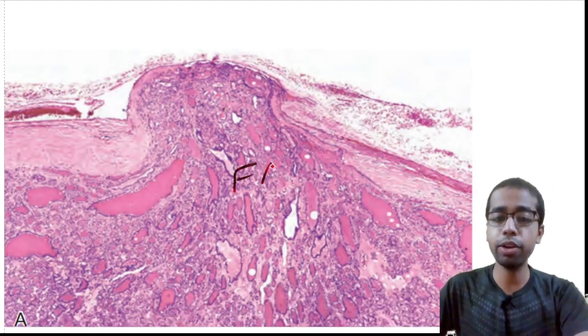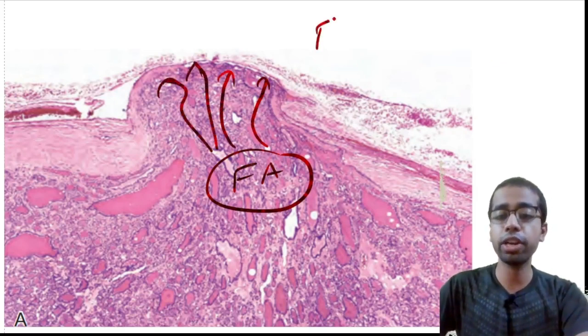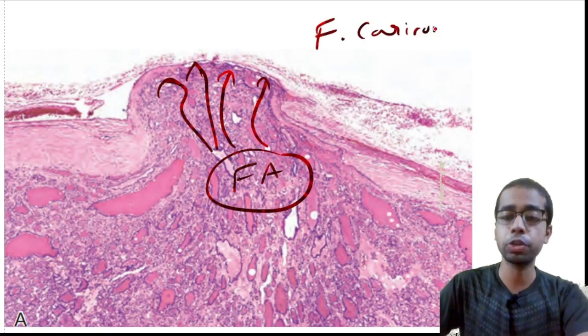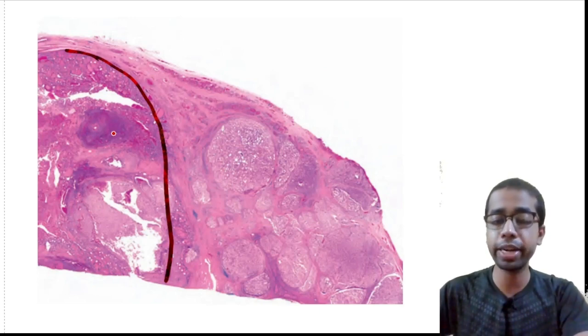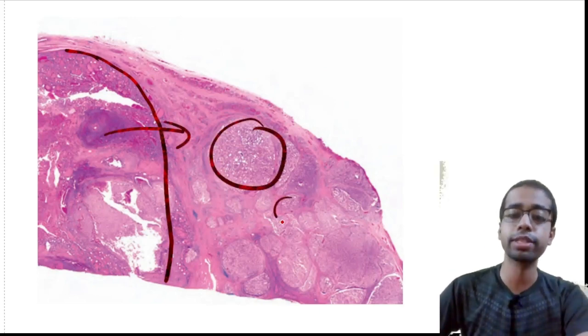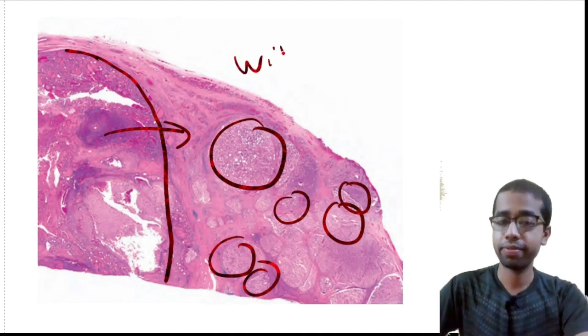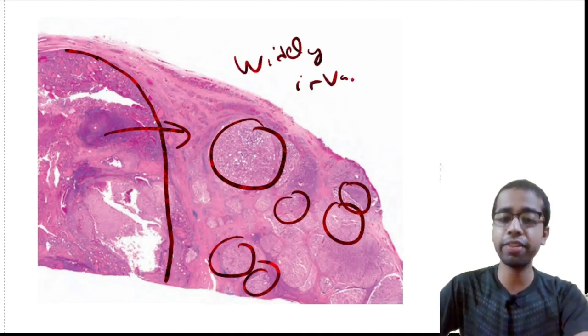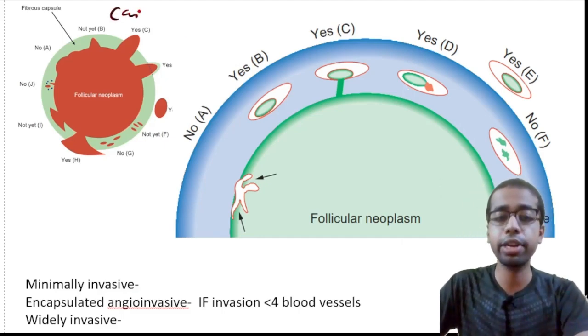What about this one? Follicular adenoma, but now it is going through and through the capsule, isn't it? Can you see this? So it is nothing but a follicular carcinoma. Understood? Okay. What about this one? Okay, this is definitely follicular carcinoma. This is the capsule and it is penetrating the capsule in the form of multiple nodules. So which type of follicular carcinoma? Widely invasive, because it is invading in the form of multiple nodules, isn't it? Okay. So that's regarding the capsular invasion.